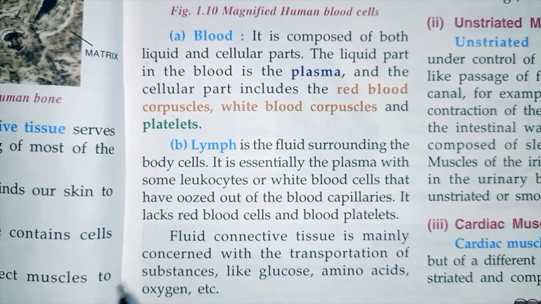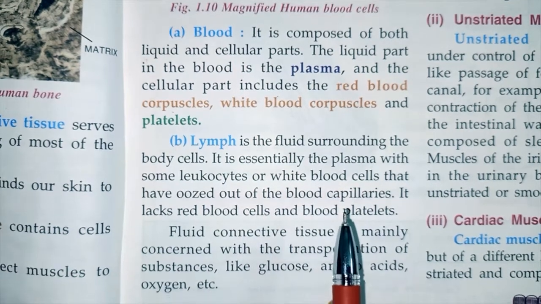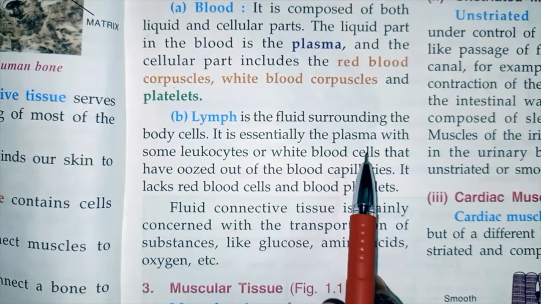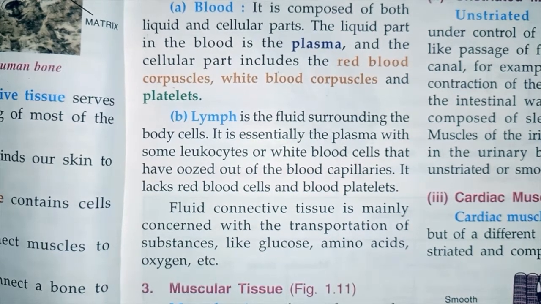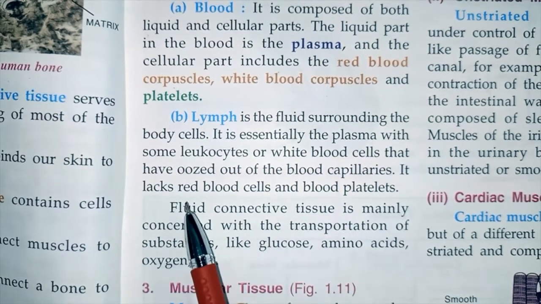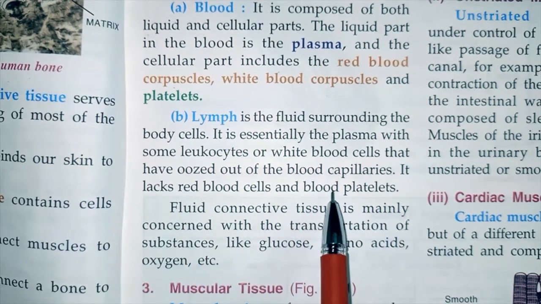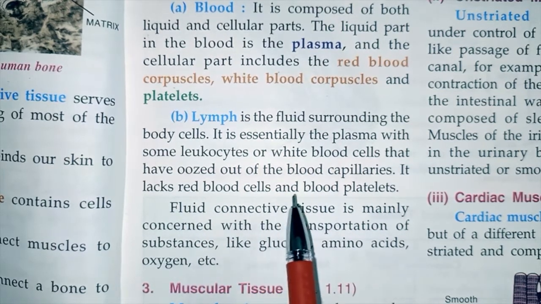Lymph. Lymph is the fluid surrounding the body cells. It is essentially the plasma with some leukocytes or WBC or white blood cells that have oozed out of the blood capillaries. It lacks RBC and blood platelets.